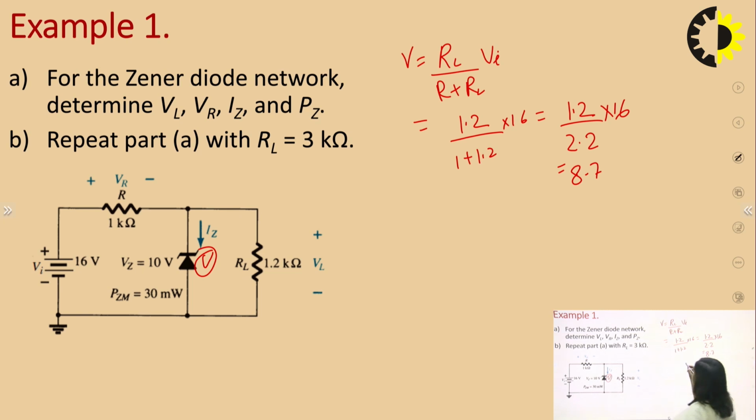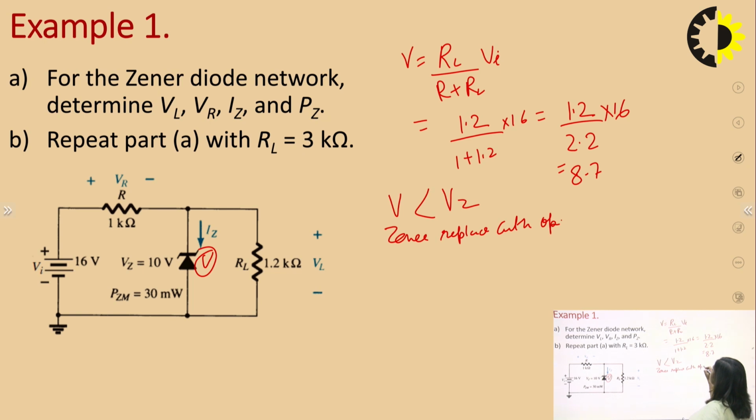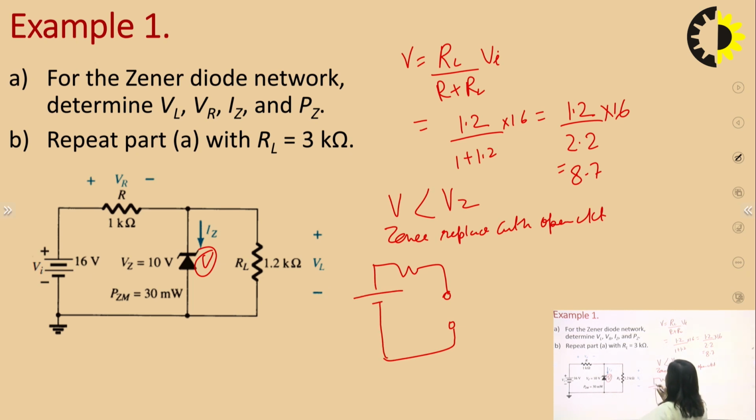And if this V is less than VZ now, VZ is given as 10 volt and our answer is coming as 8.7 approximately. So we can see, if V is less than VZ, Zener will be replaced with an open circuit. So now the equivalent circuit will be like this, will be open, plus minus 16 volt, and this is 1.2k.